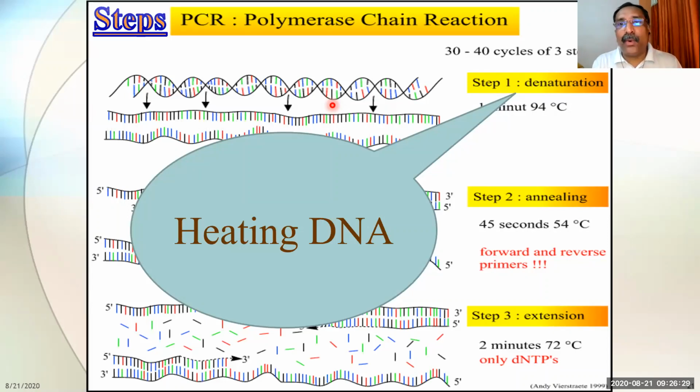So while heating, what happens? When heating at 94 degrees Celsius, you can see that the hydrogen bonds which are there between the nitrogen base pairs, look at over here, will break. All the hydrogen bonds are getting broken. And now you see both the strands are getting separated.